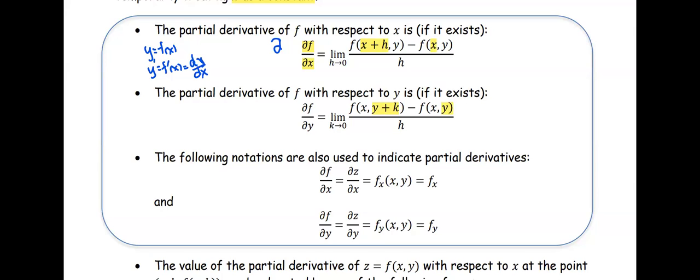The following notations are also used to indicate partial derivatives. The partial of f with respect to x, where f is z, we can write as partial z with respect to x, or the shorter version f subscript x, to indicate the derivative of the function with respect to x. Same for the partial derivative of f with respect to y: you can write partial z with respect to y, or f subscript y.